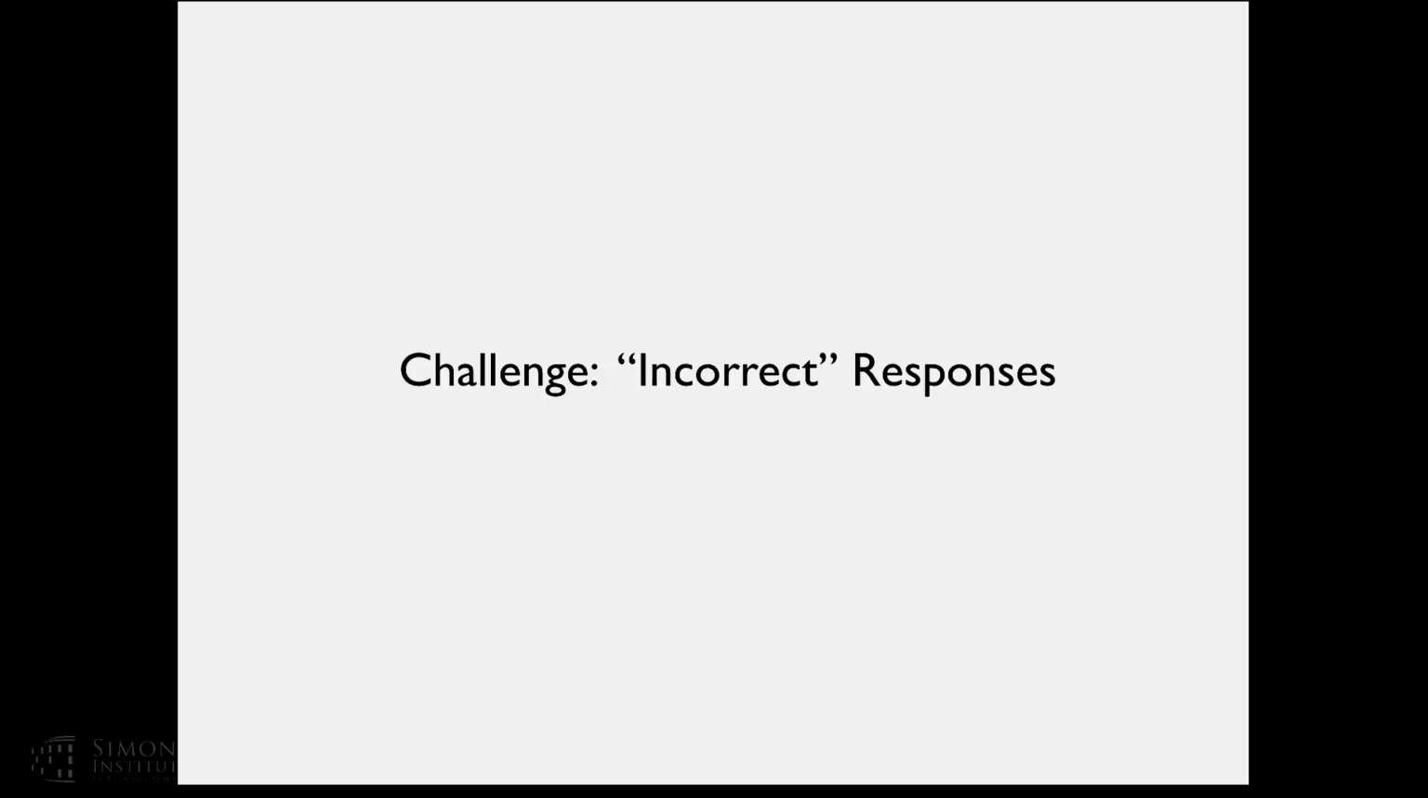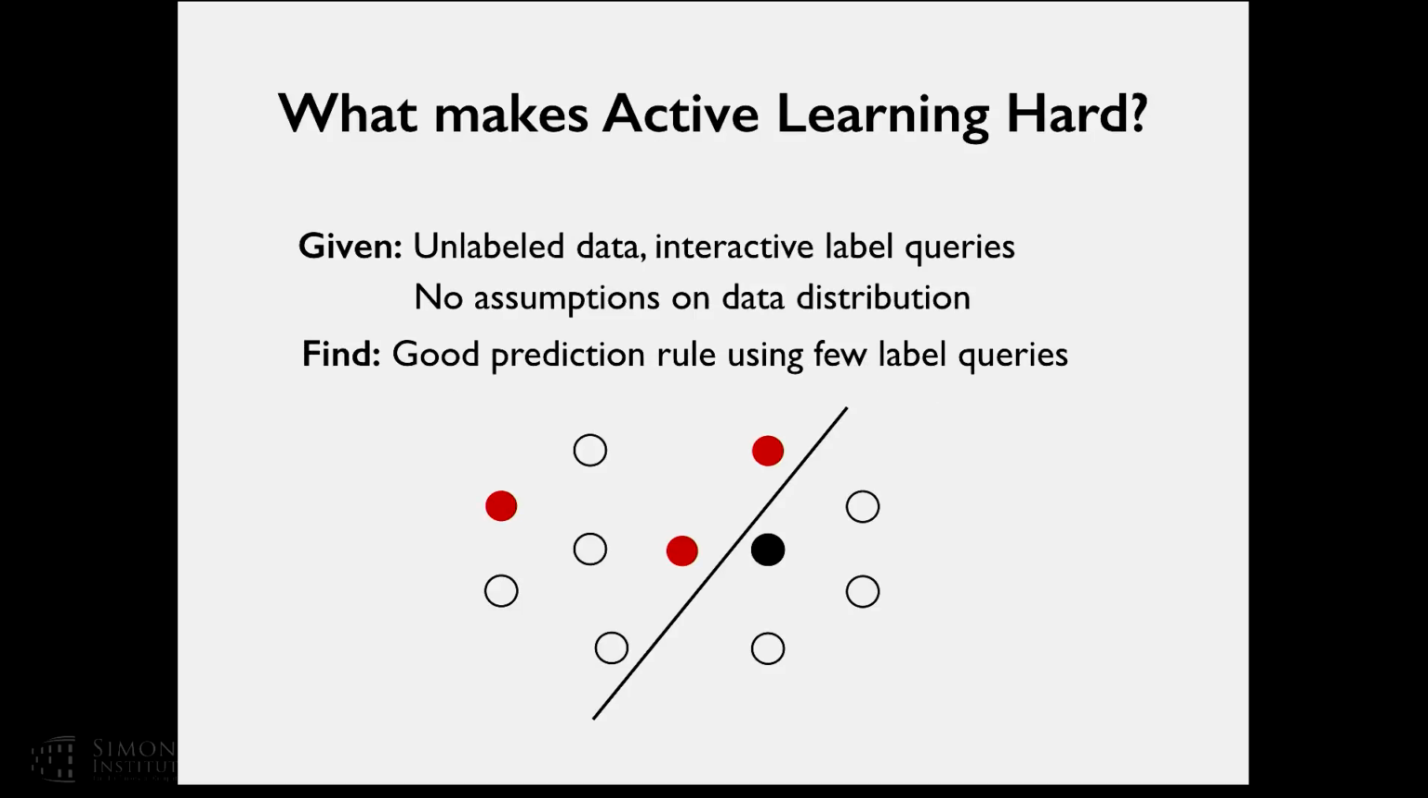But there is, in fact, a catch, and the catch is incorrect responses, right? When I showed you that example, an underlying assumption when you used your strategy for querying labels was that the labels that you got were all correct, right? And when the labels are incorrect, so to speak, that doesn't quite happen, right? So one quite common setting in machine learning is what we call agnostic learning. We'll talk about it a little bit more formally later.